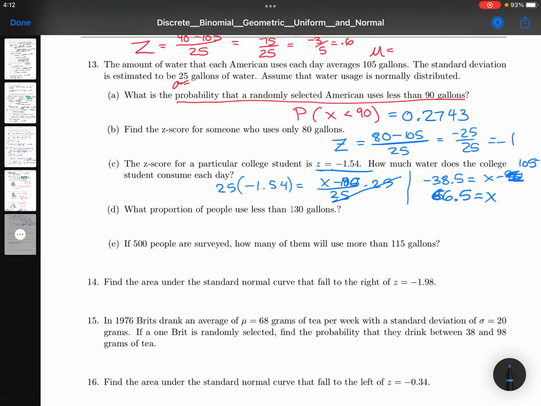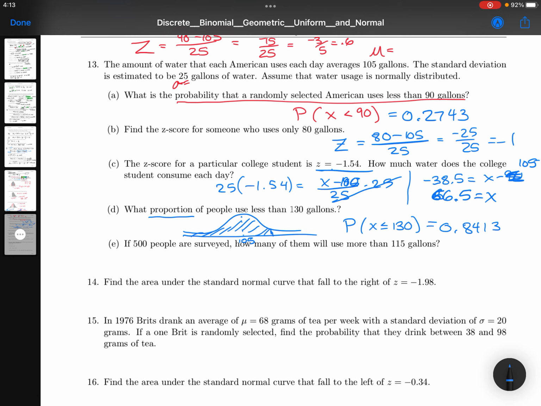All right, what proportion of people use less? Now, a proportion and a probability and an area all go hand in hand. So we're still talking about, here's 105 in the middle and 130 way off to the right. What proportion use less than 130? So that's the same as the probability that a random person uses less than 130. We don't need to worry about the or equal to, because this is a continuous distribution. Okay, and we get 0.8413.